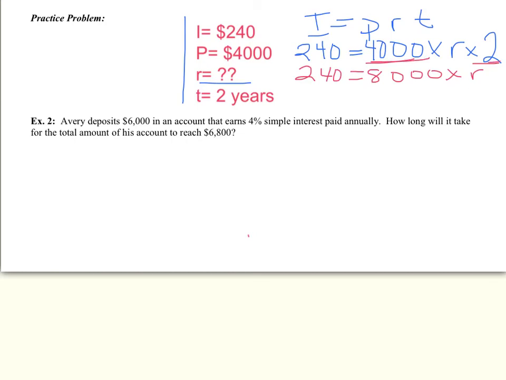Now I'm ready to do my inverse operation, and that is to divide. So taking 240 divided by 8,000, I hope you see that that's going to be an itty bitty number, and that's why I warned you you would get a decimal. So our rate on our calculator shows us 300ths. Converting to a percentage, I go boom boom, and my percentage rate is 3%.